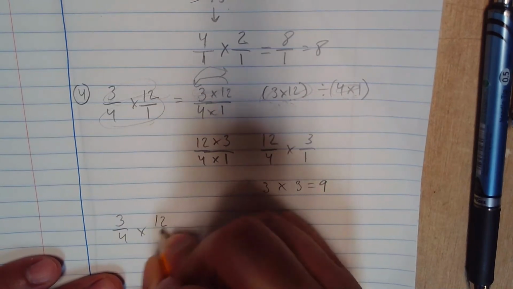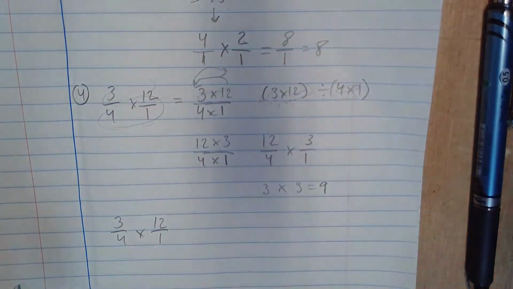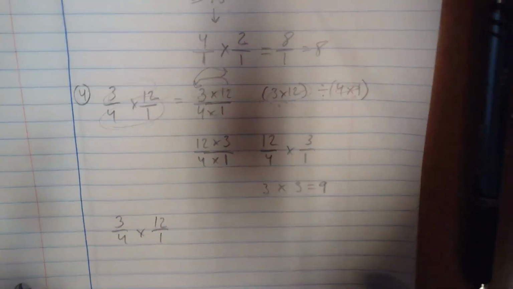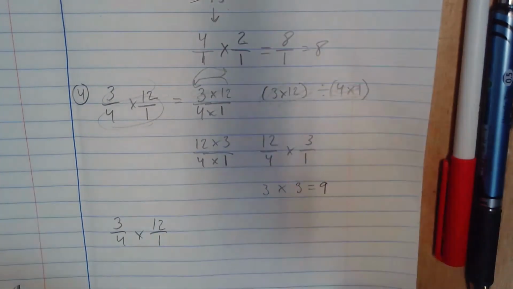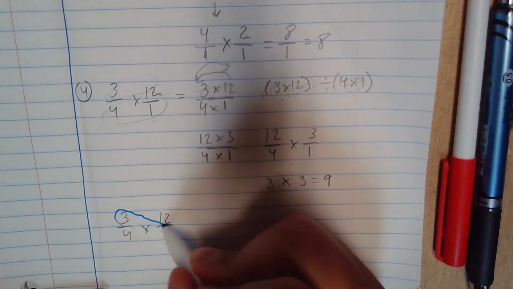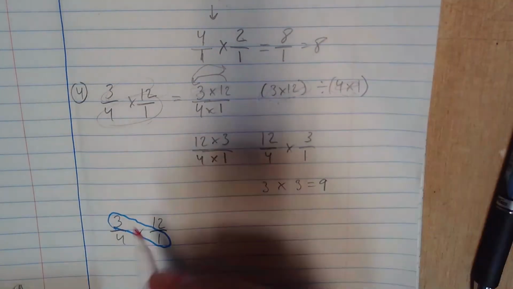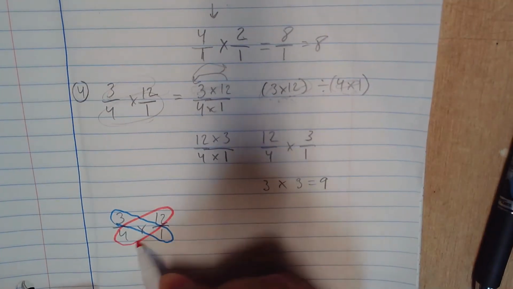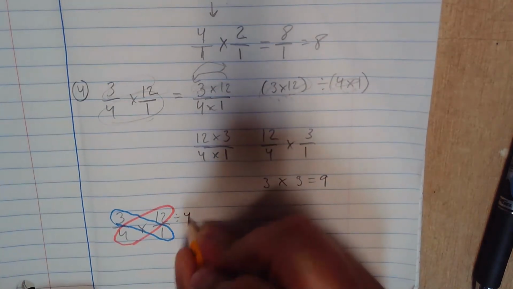3/4 times 12 over 1. I'm going to use 2 different markers. Here we go. I have a marker. Okay. I'm going to look at the 3 and the 1. They don't have a common factor other than the 3, so I'll leave that alone. The 4 and the 12 have a common factor of 4.